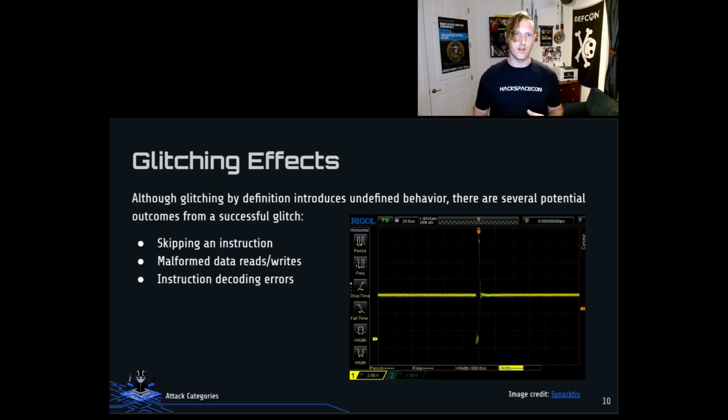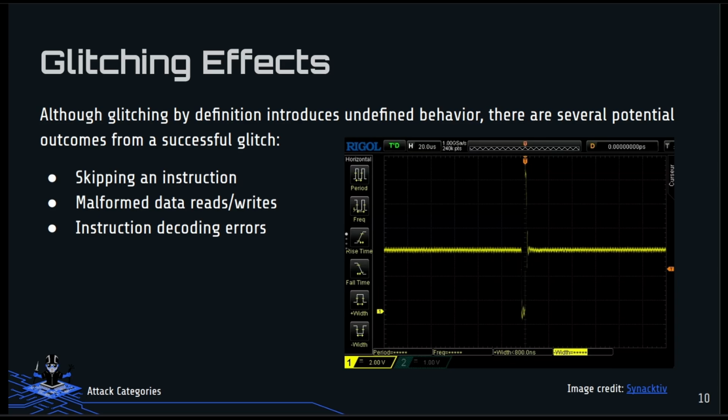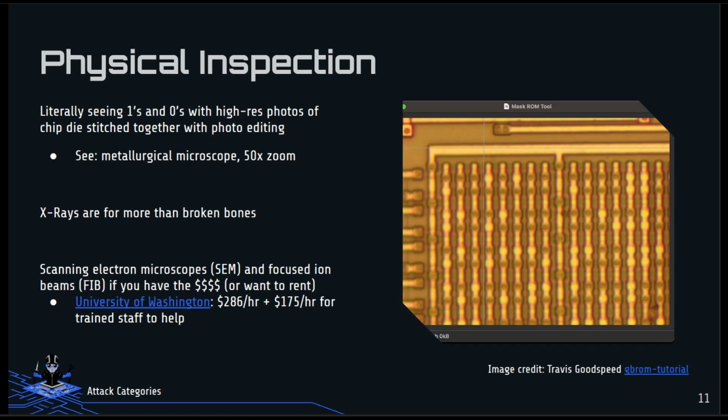Now, when we look at glitching, there are a few different effects that we're trying to achieve. By definition, we're introducing some undefined behavior, but there are some potential outcomes that we see repeatedly when glitches are successful. The most common one we see is skipping an instruction, where an instruction just doesn't actually execute all the way, or doesn't execute at all. We also have malformed data reads and data writes, or maybe we decode the instruction incorrectly and we're not executing the instruction that was programmed. This image here looks at what a voltage glitch looks like on an oscilloscope, where we have stable voltage and then briefly drop it just long enough to induce some weird behavior.